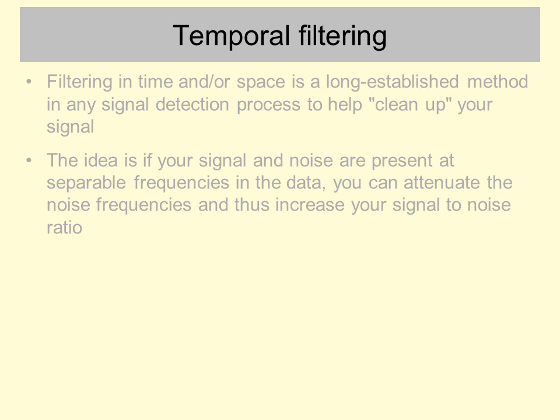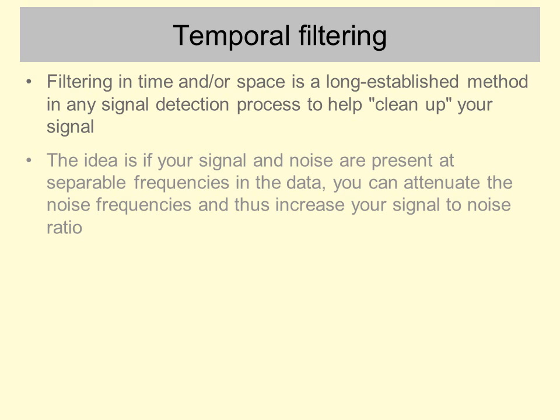Okay, so the next topic I want to consider under pre-processing is temporal filtering. That's filtering your data in time, and this is a long established method in any signal detection process for cleaning up the signal relative to the noise. So the signal we're trying to detect is the BOLD signal, the fluctuations in the image intensity levels that are related to our experimental stimuli, and therefore related to the time course of our experimental stimuli.